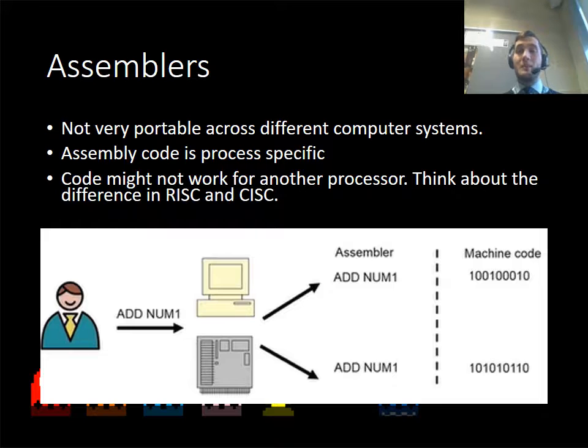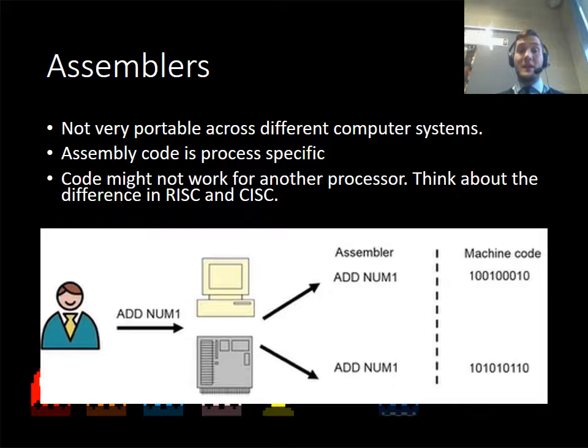So the problem with assemblers is that they're not compatible across different computer systems. And the best way for me to describe that to you is to think about how certain computer systems have different architectures. So think about the Harvard and the von Neumann, okay? They're very different in how they're run.